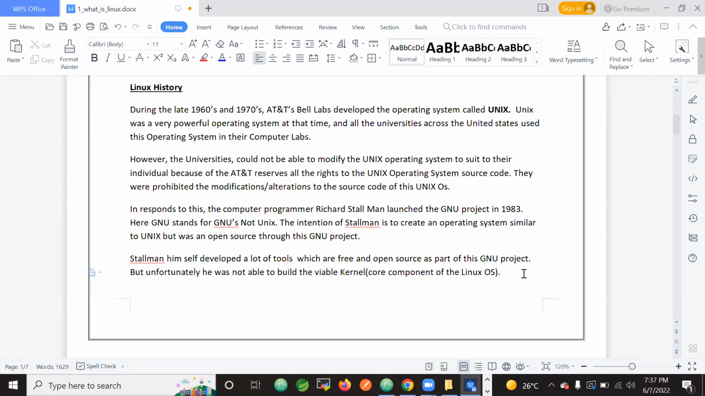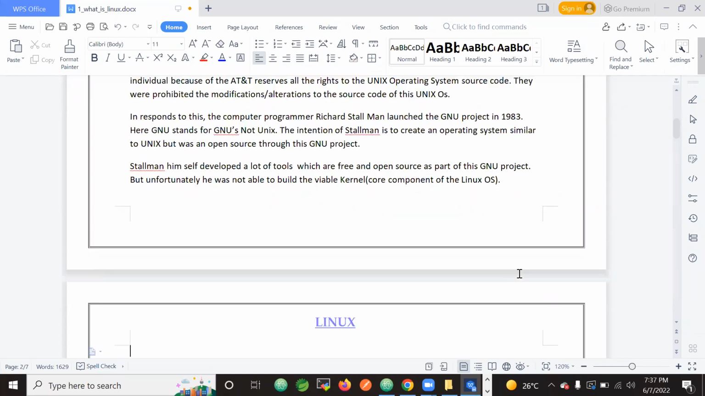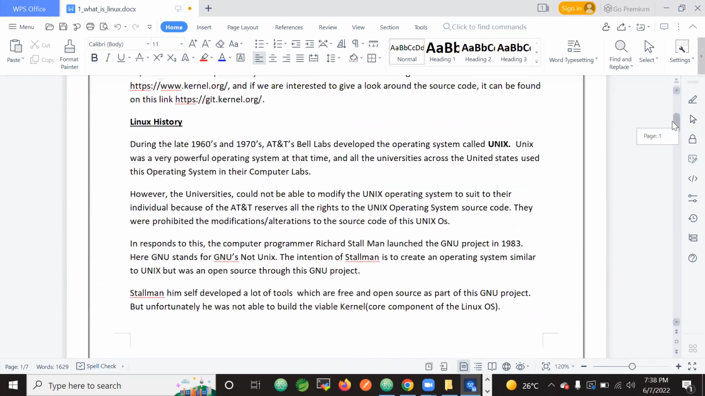But for now, just to see, Stallman was busy developing a lot of tools, but he might not have got the time, or maybe not the enough resources at that moment, and he was not able to build the viable kernel, which is the core of any operating system, or at least the core component of the Linux operating system. So this is the story about Stallman.